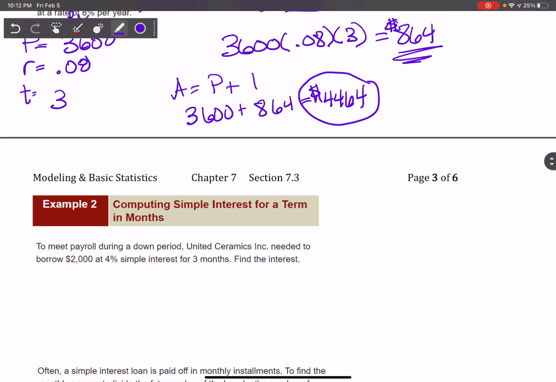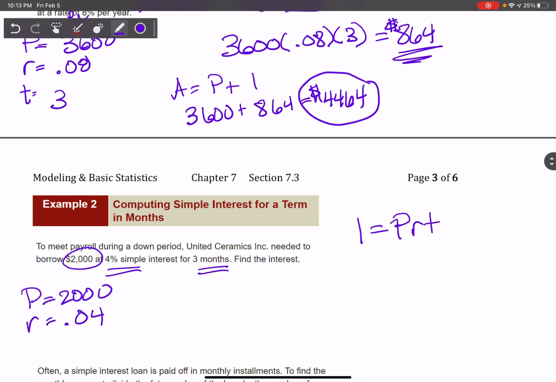As we said, interest is usually calculated in years, but what happens if we want to calculate it in months? To meet payroll during a down period, United Ceramics Incorporated needed to borrow $2,000 at a 4% simple interest for 3 months. Well, I know I'm doing simple interest, so that's PRT, but my principal is what I borrowed. My rate is my percent as a decimal. And my time is usually in years, but it says 3 months.